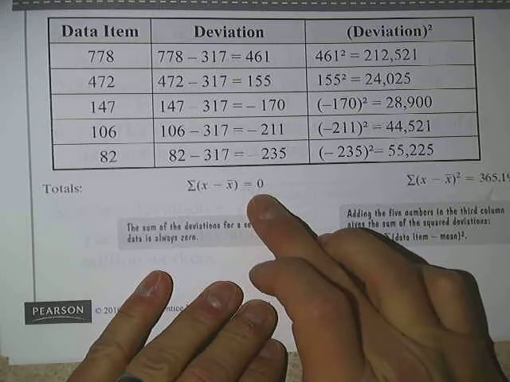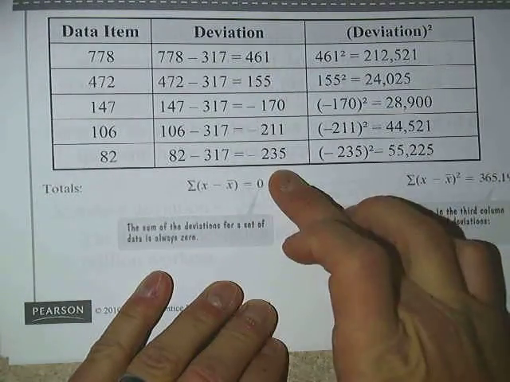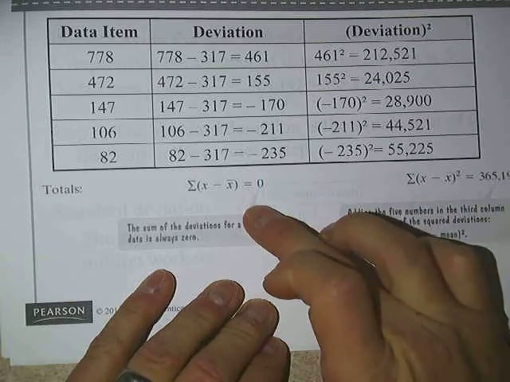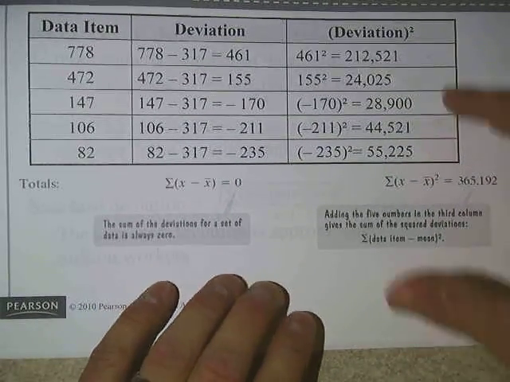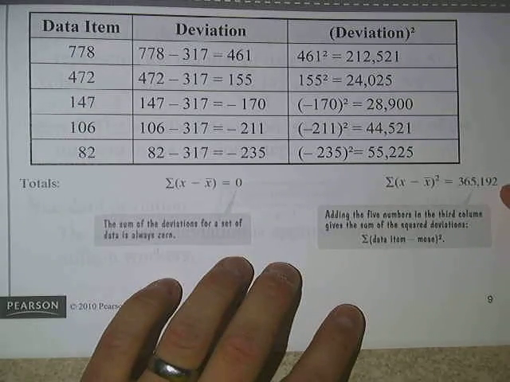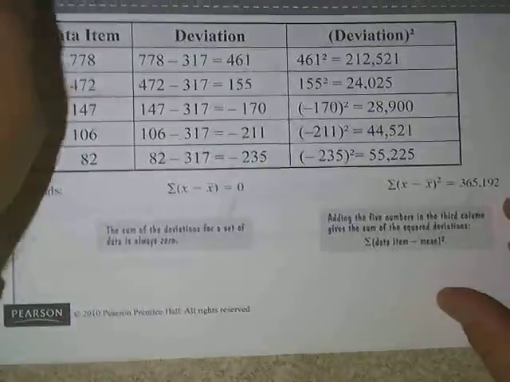Okay, and then ultimately we're going to add these up. Now keep in mind that the sum of the deviations should always be 0. So if you want to check yourself as you go, if you add up the 5 deviations, you should get 0. And then when you add up the second column, the squares of the deviations, you're going to get whatever this number is.